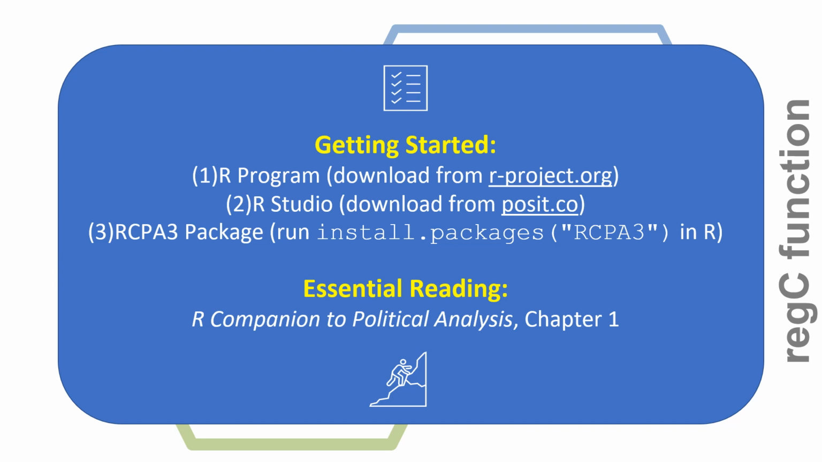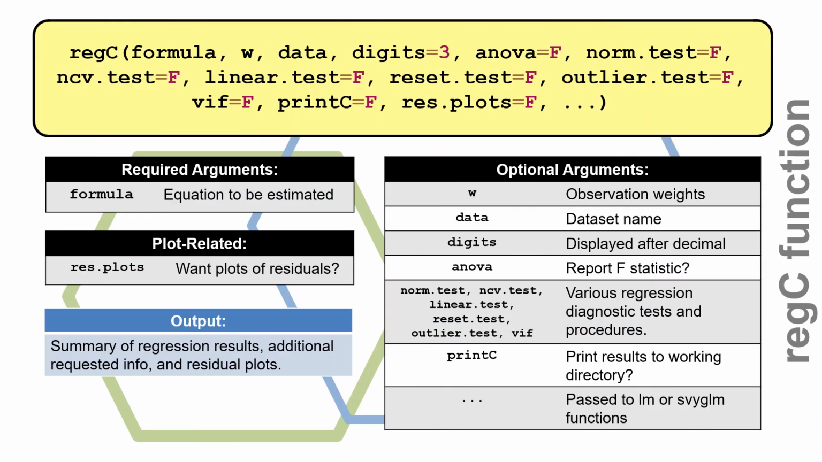If you don't know what functions and objects are, you should review those concepts before practicing the skill demonstrated in this video. The regC function is one of the most powerful functions in the RCP3A package, and we use it a lot in the book. In this video, I'm going to focus on the regC function's required argument and how you use it for bivariate regression analysis.